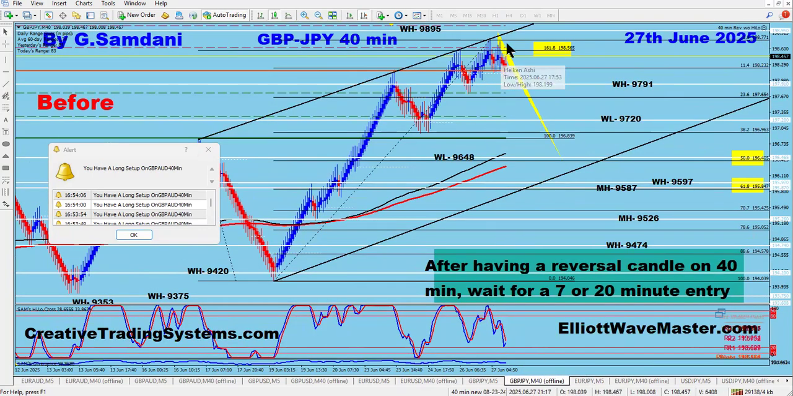And the pound yen is all the way to the upside, so it must come down, right? So when it starts to come down, I will find my 7-minute entry. I'll take the trade, and I'll show you on Monday or Tuesday, whenever.